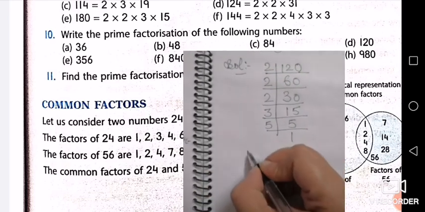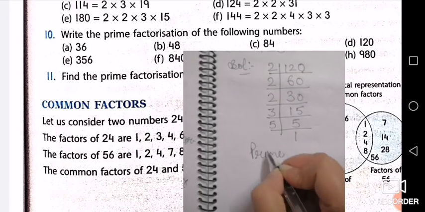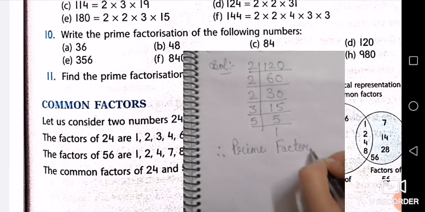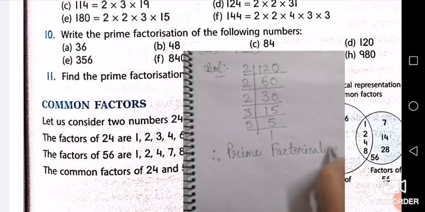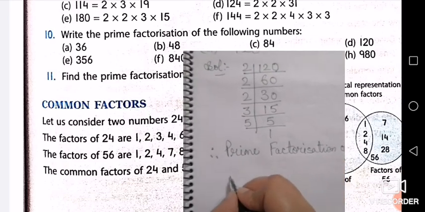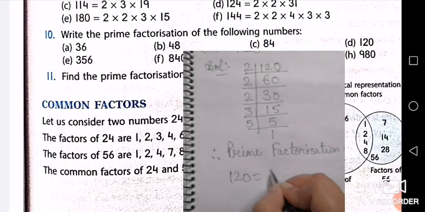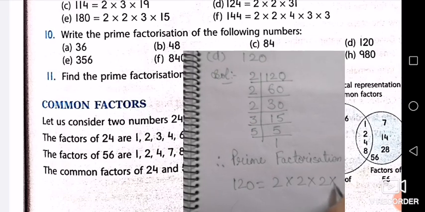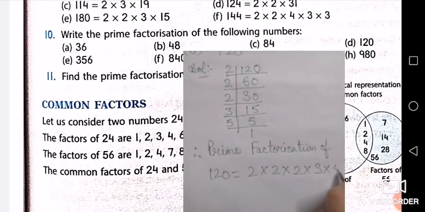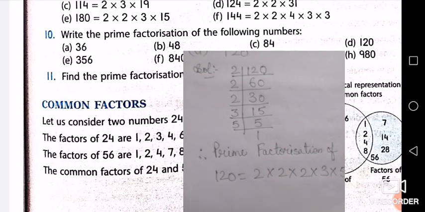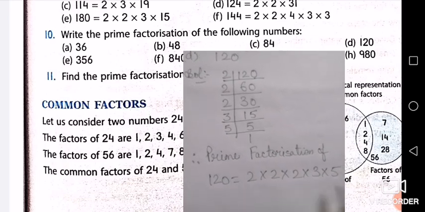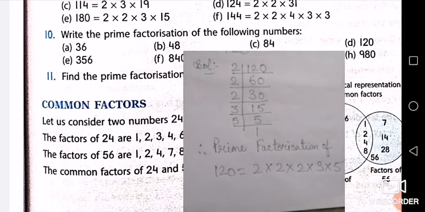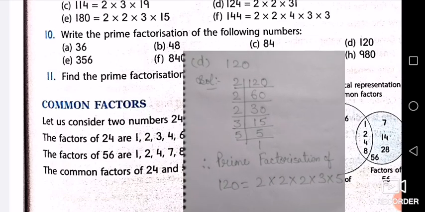So now here, prime factorization, you will write, therefore prime factorization of 120 is 2 multiply by 2 multiply by 2 multiply by 3 and then multiply by 5. So this will become your prime factorization of 120, that is 2 multiply by 2 multiply by 2 multiply by 3 and then multiply by 5.